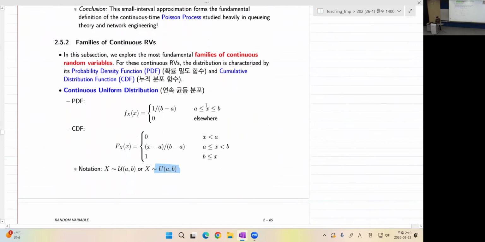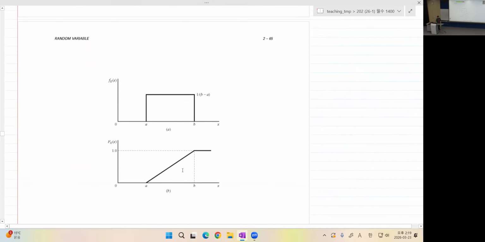Today, we start with families of continuous random variables. Most of the distributions are well known and you already know them. You probably learned them in probability and statistics. The first one is the continuous uniform. The reason why we have this modifier is that we also have the discrete uniform distribution, which we've seen. And here goes the notation. It looks like this. This is the PDF, and this is the CDF.